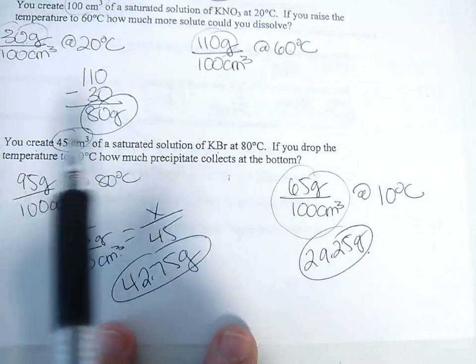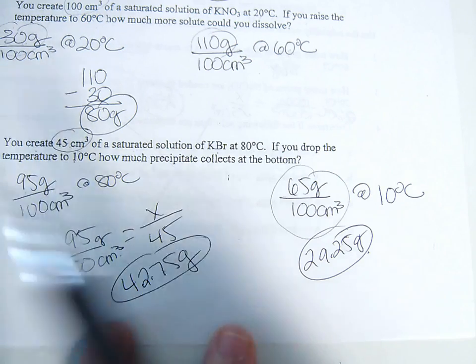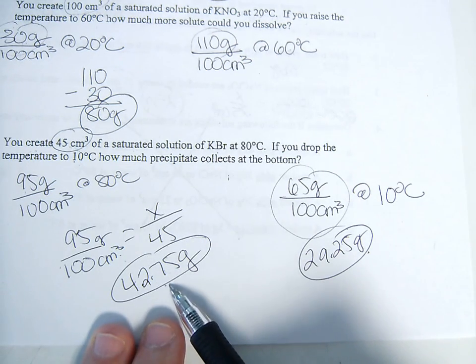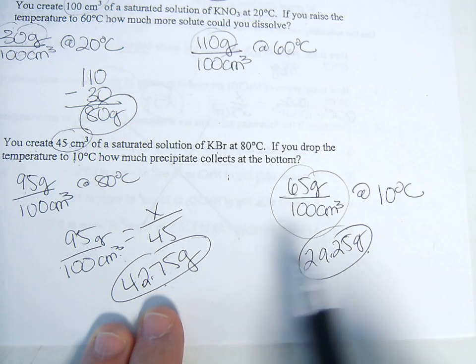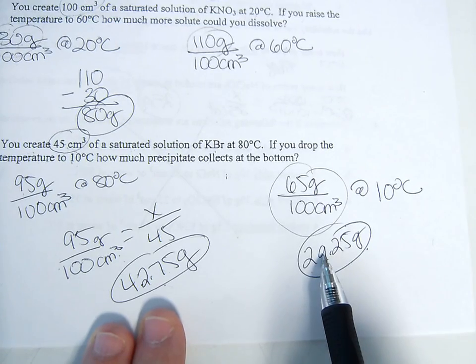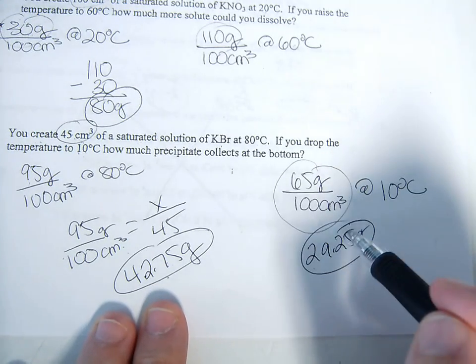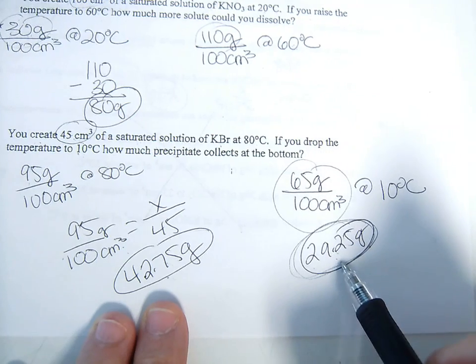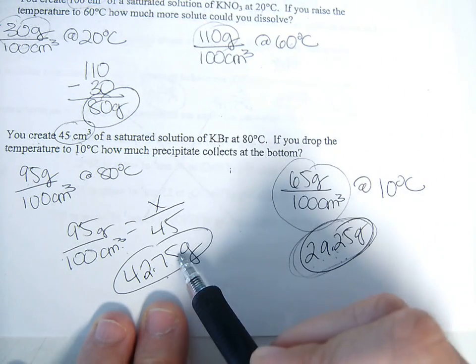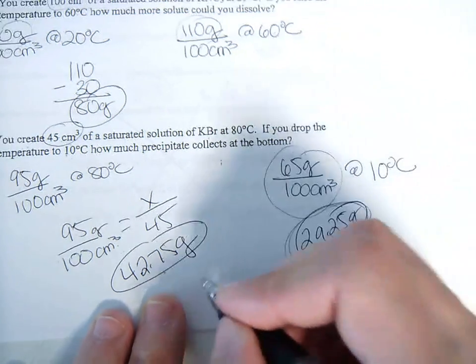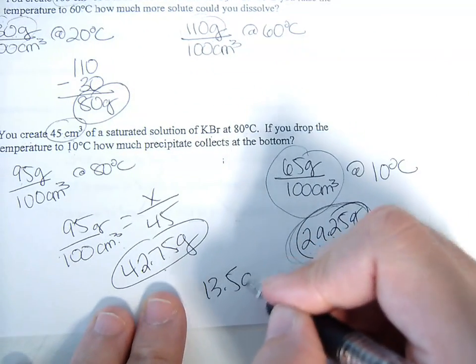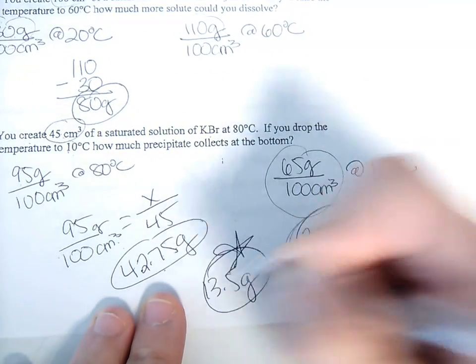Okay, so if my solution is only 45 cubic centimeters, I started off with this much completely dissolved, and I lowered the temperature to where this is the maximum amount that can be dissolved. So the difference between these two is what's going to precipitate out. Because once I lower the temperature, I can't have any more than that dissolved in the solution. So anything above that is what's going to come out of solution. So I'm going to subtract those two. 42.75 minus 29.25 is 13.5 grams of precipitate. This is my answer right here.